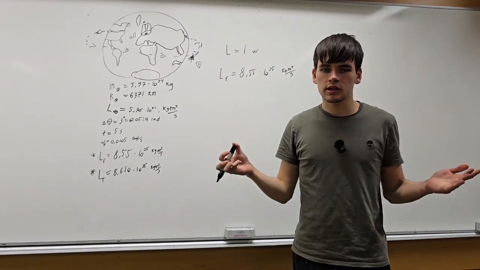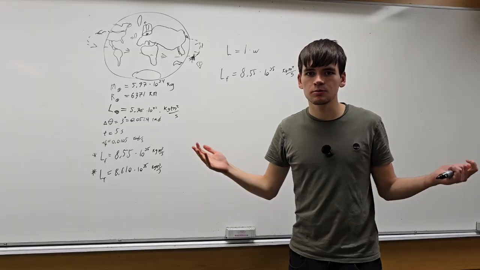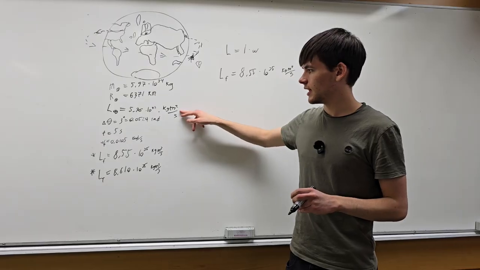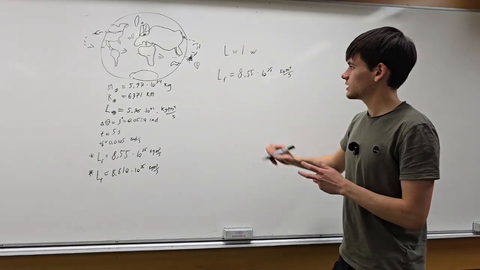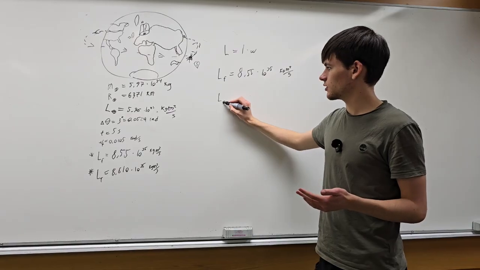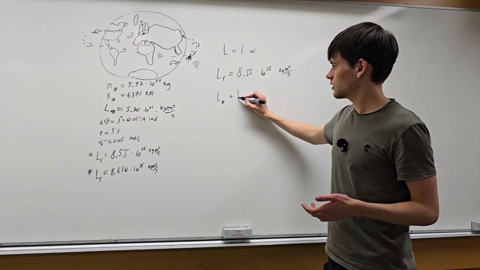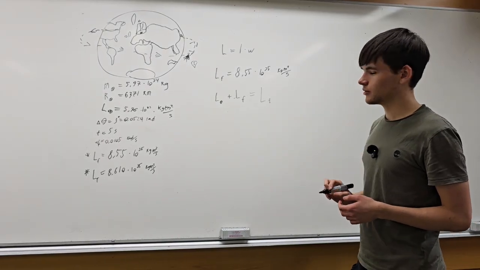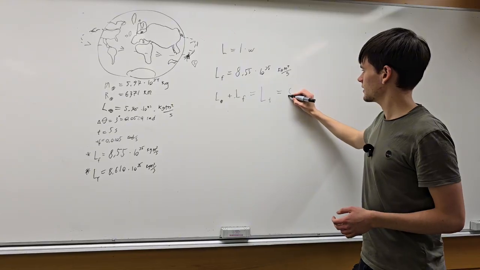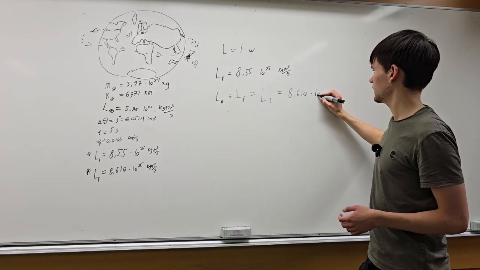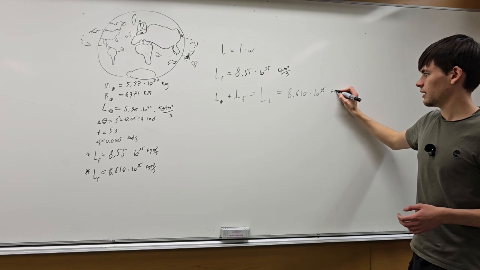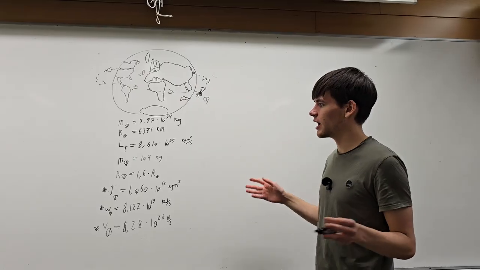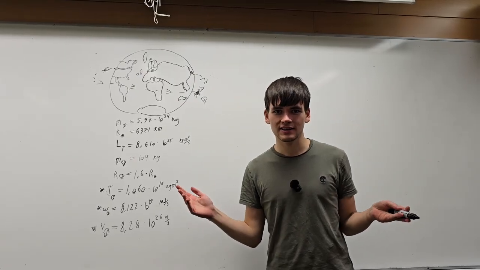Now, how much angular momentum would Superman have to add to this system to make this change from this starting angular momentum to this final? We simply have to add together the starting angular momentum to the final angular momentum. And then we get the total angular momentum, which is simply 8.610 times 10 to the 35th kilogram meters squared every second. So now we know how much angular momentum Superman needs to add to the system.